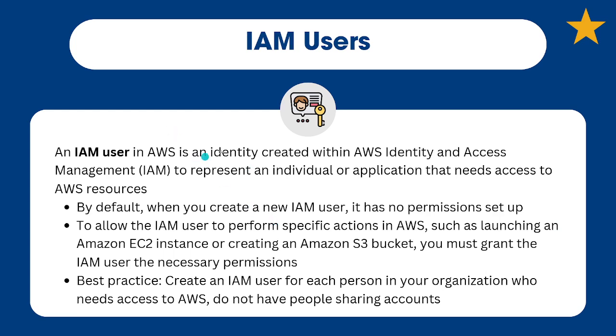All right, so IAM users. What is an IAM user? It's an identity created with AWS Identity and Access Management within the service, right, to represent an individual or application that needs access to AWS resources. So it's not just for people. If you have a service talking to another service, you can also create an IAM user for that service. It's entirely possible, right? So it's not always actual humans. It could be other applications or software, etc. By default, when you create a new IAM user, it has no permissions set up. So it's not going to be able to do anything. You actually have to go in there and assign specific permissions. You have to grant that IAM user the necessary permissions.